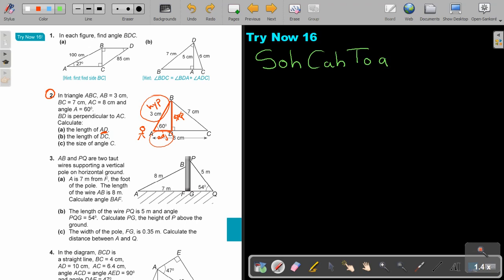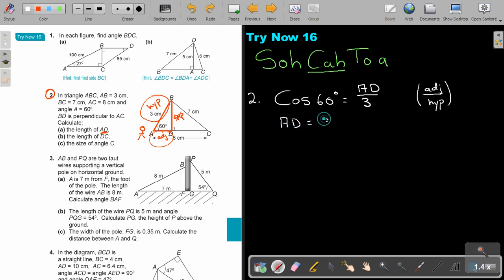So adjacent over hypotenuse. So in this case, I'm busy with number 2. So it will be cos of 60 equals adjacent over hypotenuse. So in the place of adjacent, it's going to be AD over hypotenuse 3. If the unknown is on top, can you still remember? It's going to be a multiply. So it's 3 multiply cos 60. Okay, and that is nice. It's 1.5 centimeters. It's always good to write it in.